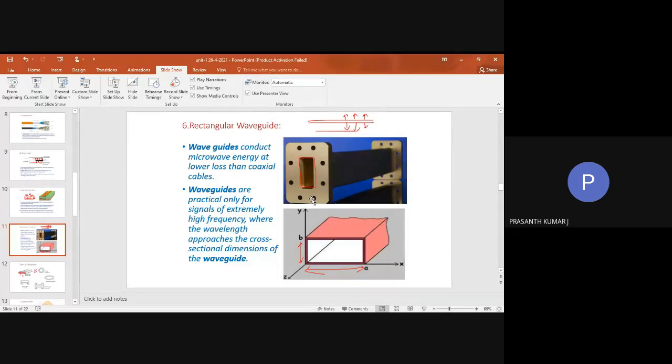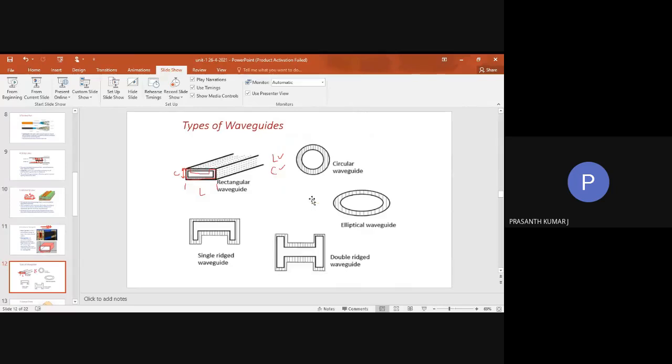So you can see the waveguides, they are made up of conductors. Next you can see different types of waveguides: rectangular, circular, elliptical, rigid waveguide, and double rigid waveguide. Just now I have shown you rectangular waveguide. That means it is having rectangular cross section. Circular waveguide, which is having circular cross section.